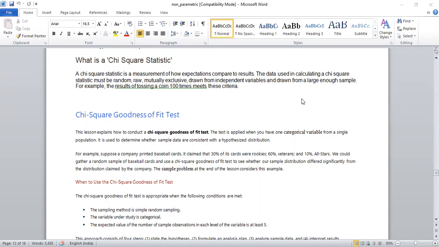So the data used in calculating the chi-square statistic must be random, raw, mutually exclusive, drawn from independent variables, and drawn from a large enough sample. Mutually exclusive means drawing one sample does not affect the other, there is no common part. For example, the results of tossing a coin 100 times meet this criteria.